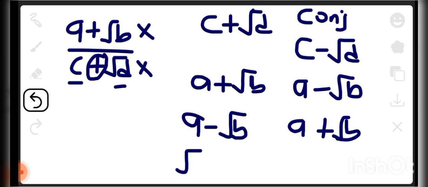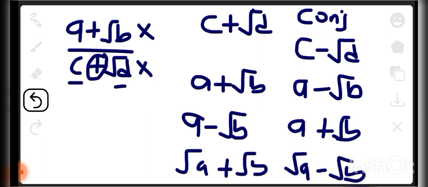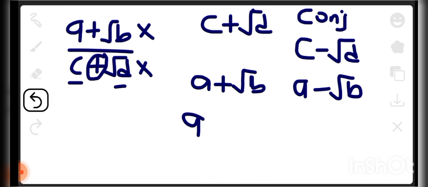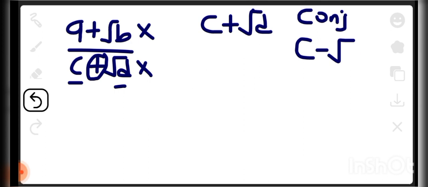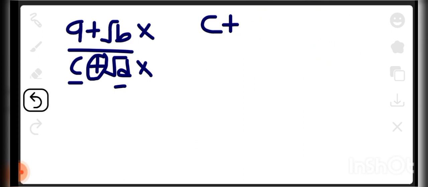What about if you have root a plus root b? The conjugate becomes root a minus root b. So it is simple to change the center signs. You can see what I'm doing: change minus to plus, change plus to minus. That's the simplest way to get the conjugate. Although there are some complex ones, in the sense that some expressions will not be well arranged. We'll get there.